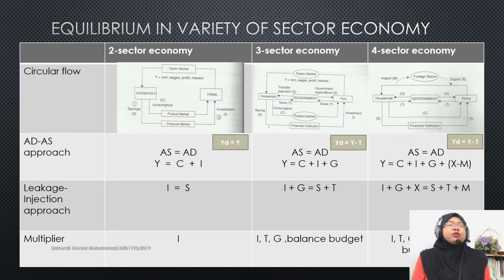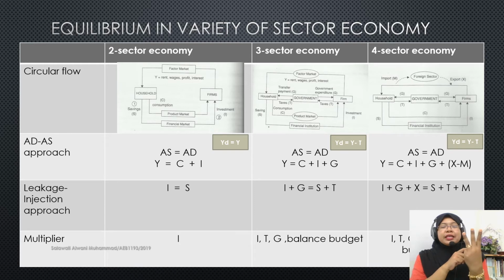Okay, so by using ADAS approach, okay, aggregate demand, aggregate supply, or some would say aggregate expenditure, aggregate supply approach. For two-sector economy, we need to add C and I in order to get Y. Okay, Y equals C plus I, consumption plus investment, because household will make consumption, firms will make investment.